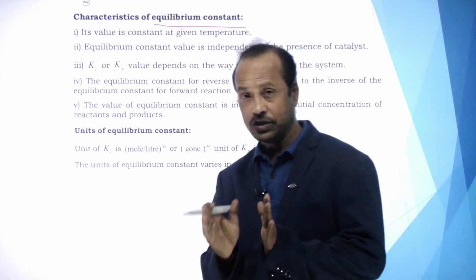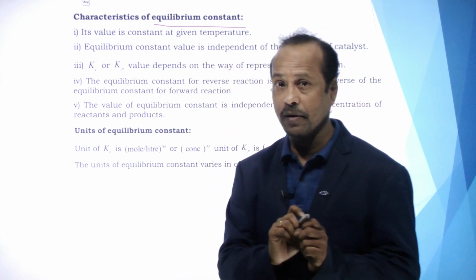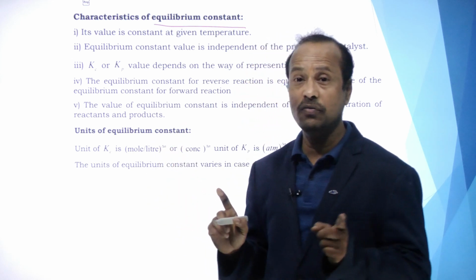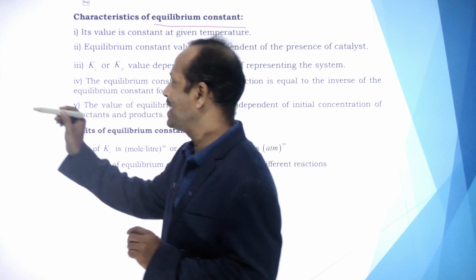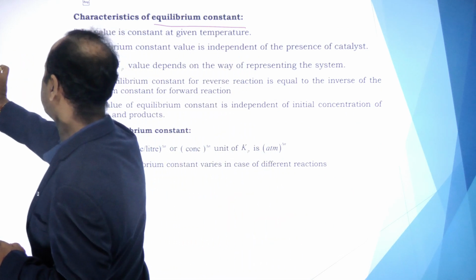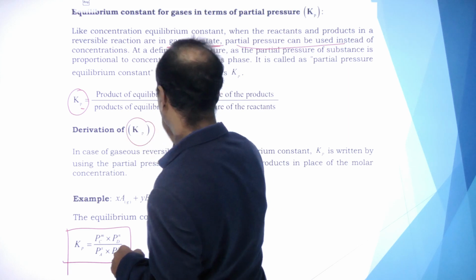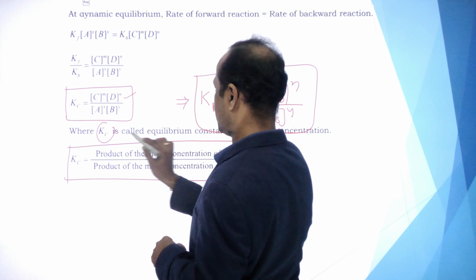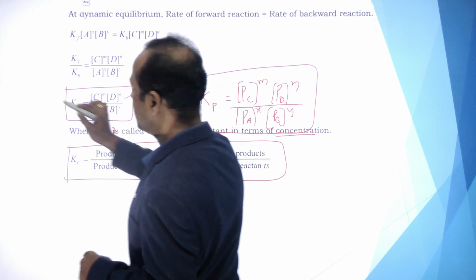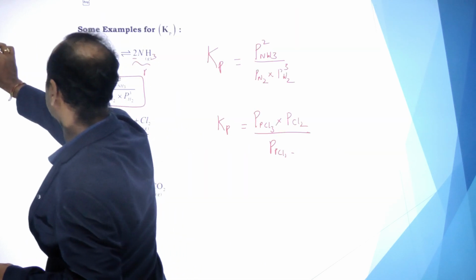So you see the difference. First we studied the characteristics of chemical equilibrium. Now we are studying the characteristics of equilibrium constant. Equilibrium constant means what? Kc or Kp. Kp is the equilibrium constant in terms of pressure, and Kc is in terms of concentrations. So that we are going to study now.